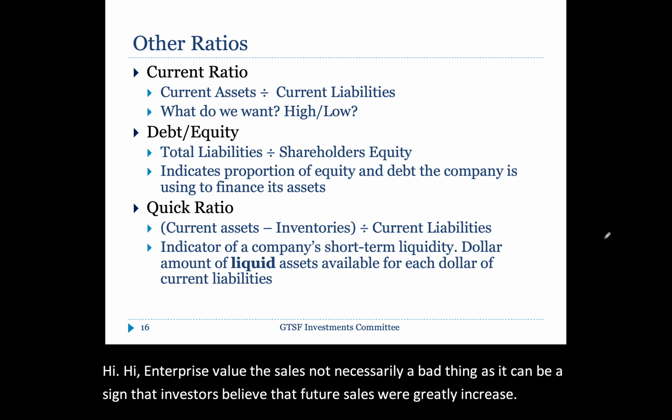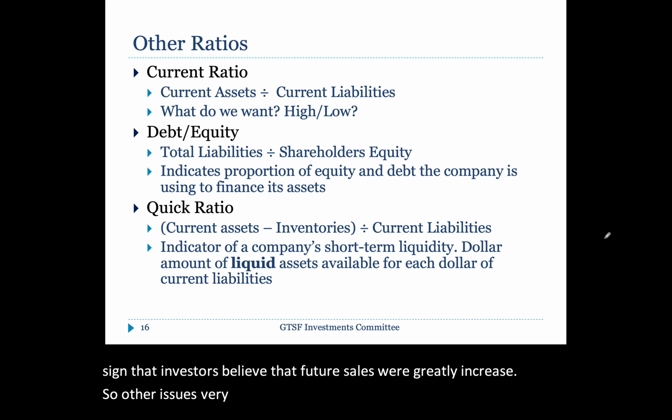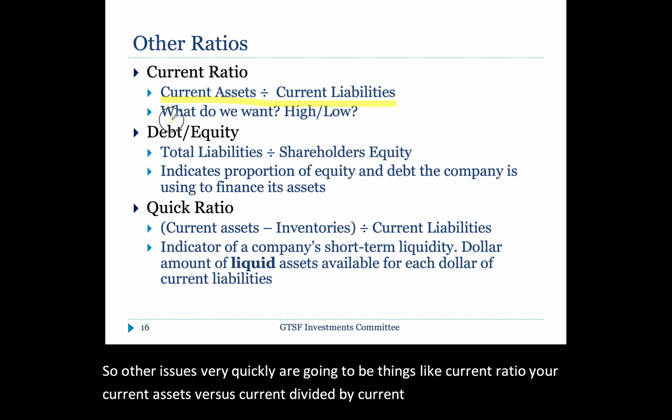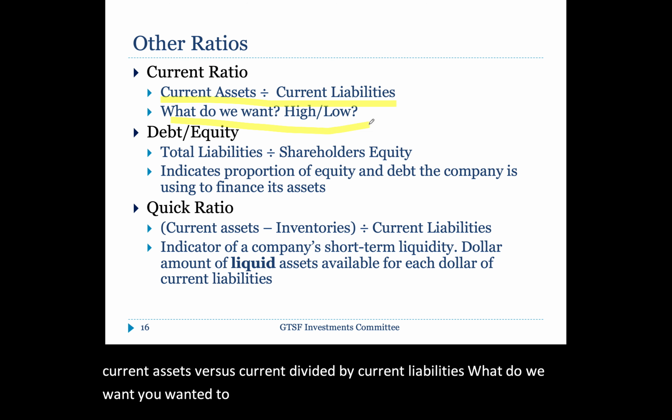So other ratios very quickly are going to be things like current ratio, your current assets divided by current liabilities. What do we want? Do we want it to be high? Do we want it to be low? What does that really signal, right?